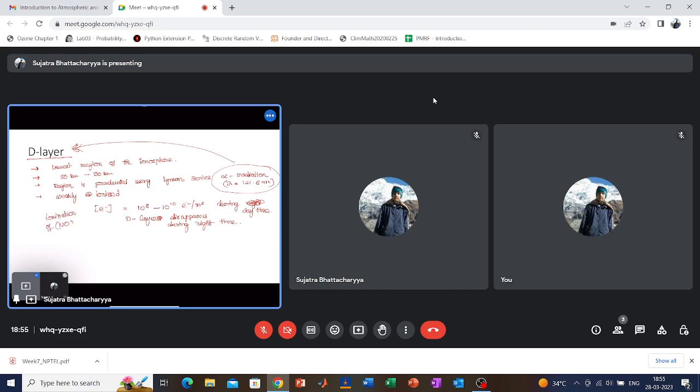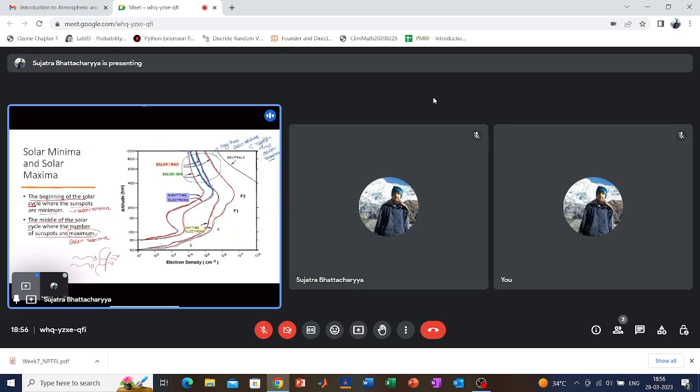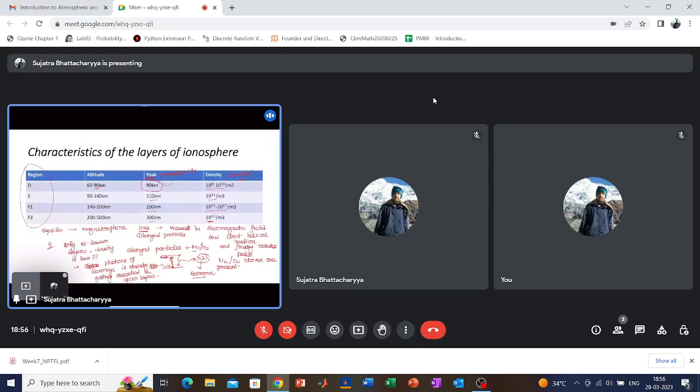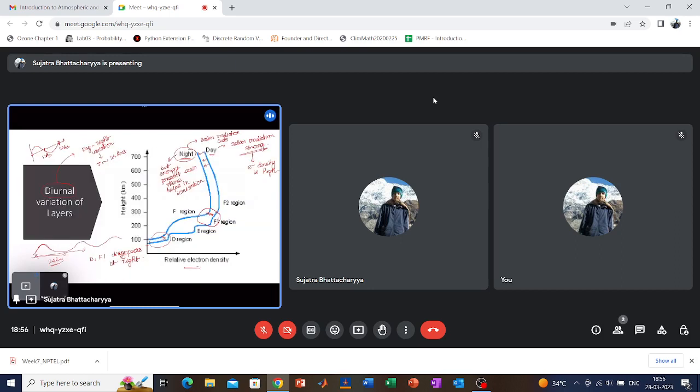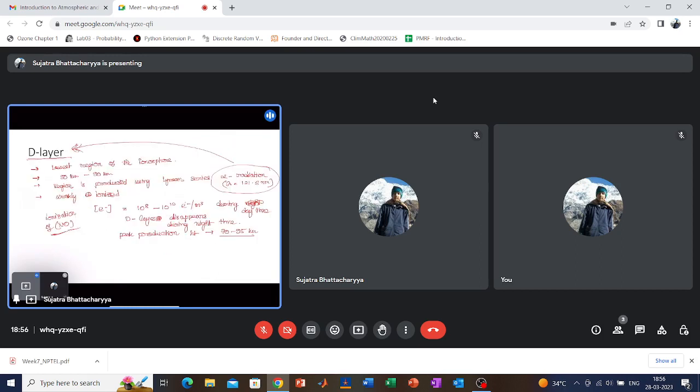This is the compound whose ionization generally takes place, and the peak production height, I would say, is about 70 to 95 kilometers, where I have shown in a table that it is about 90 kilometers. Yes, 90 kilometers. Okay, fine.